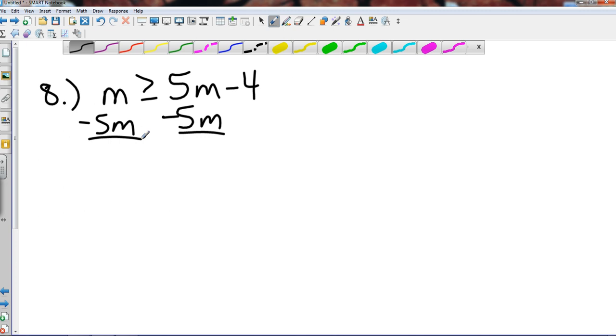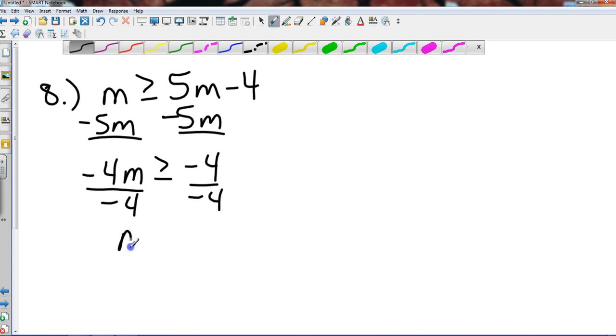What is 1m minus 5m? Negative 4m. Some of us really need to use that calculator tomorrow. Okay, take a couple seconds, plug it in there. Let's get that right, guarantee. Divide both sides by negative 4 and flip the inequality sign. What is negative 4 divided by negative 4? Positive 1. So m is less than or equal to positive 1.